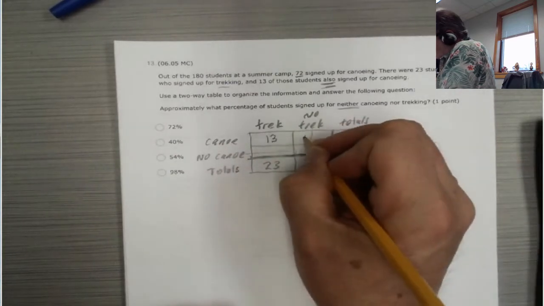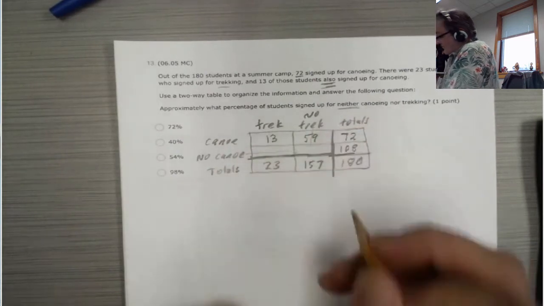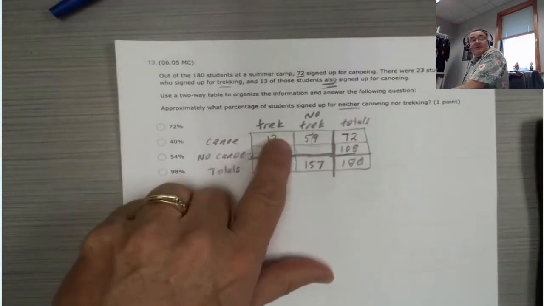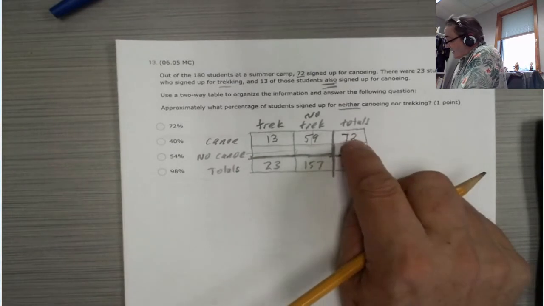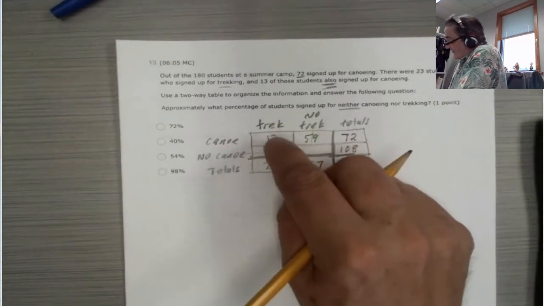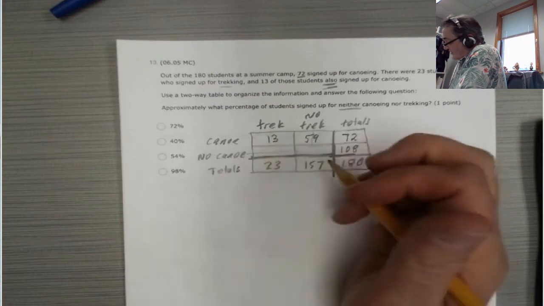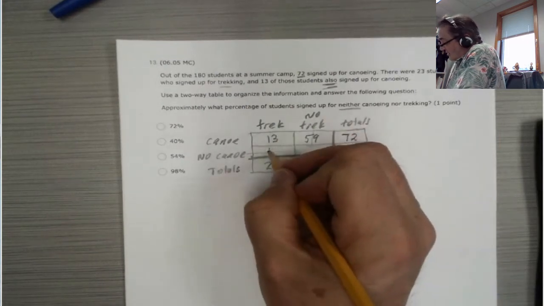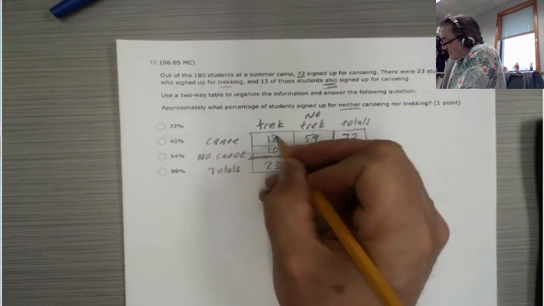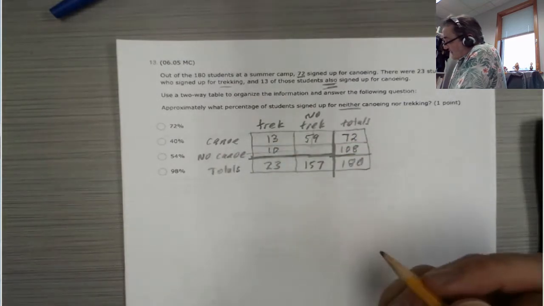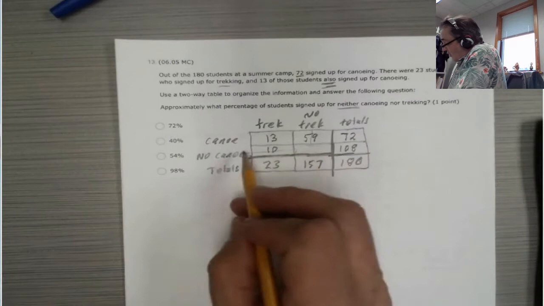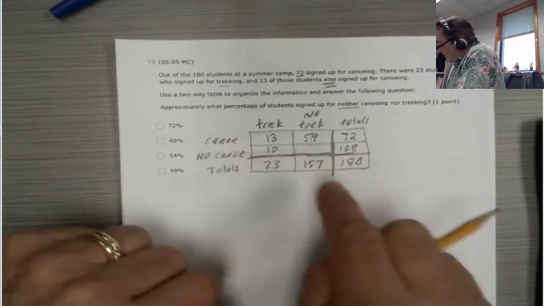Well, 13 plus 59 would equal 72. So that's how those two fill in to total that. Up and down, if there was 13 trekkers that signed up for canoeing also, how many did not sign up for canoeing? If there were 23 total, it must be 10, right? Because 13 plus 10 is 23. This we can figure out this way or this way, either one. Well, it's probably easier to go this way.